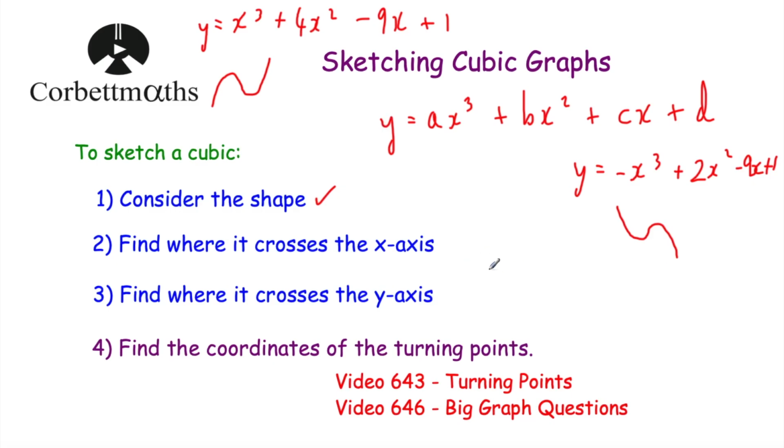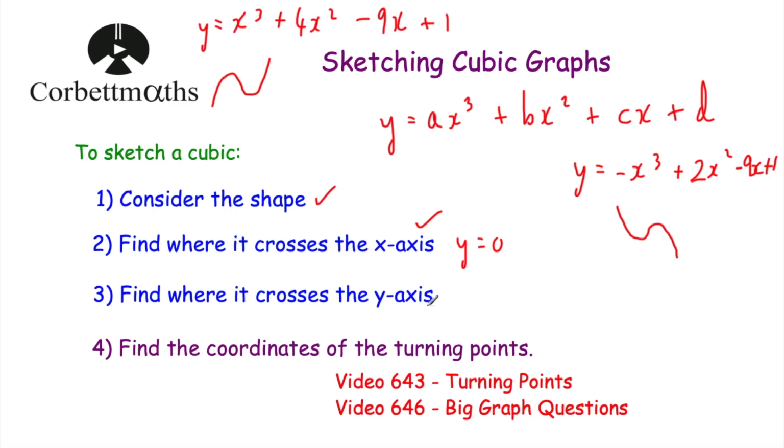Now, sometimes in the question it'll be factorized for you, which is fantastic. Alternatively, you might find that it's a nice one to factorize where you can take an x out and then factorize the quadratic that's left. So to find where it crosses the x-axis, you let y equal 0, and then you find where it crosses the x-axis by solving that equation.